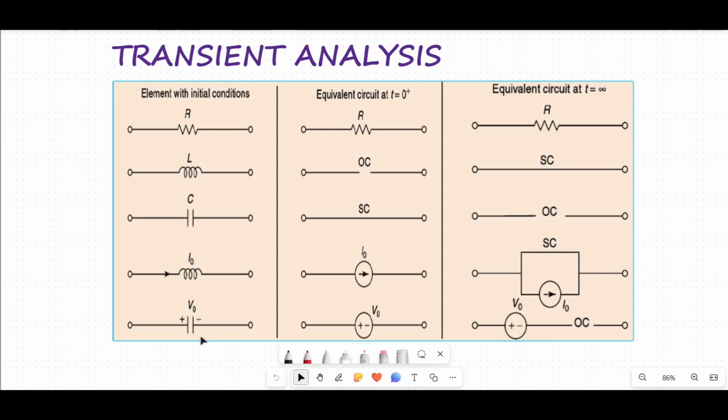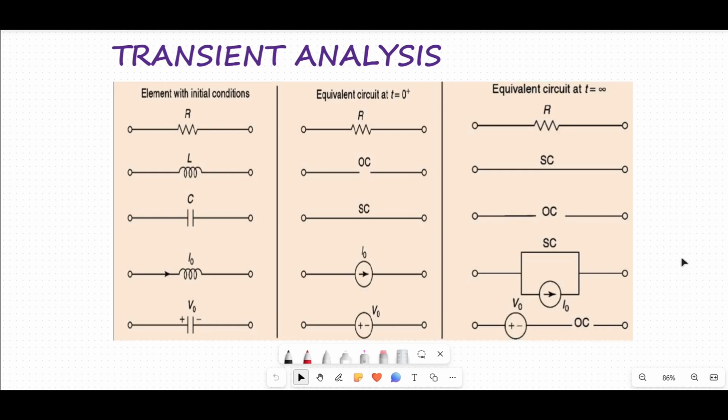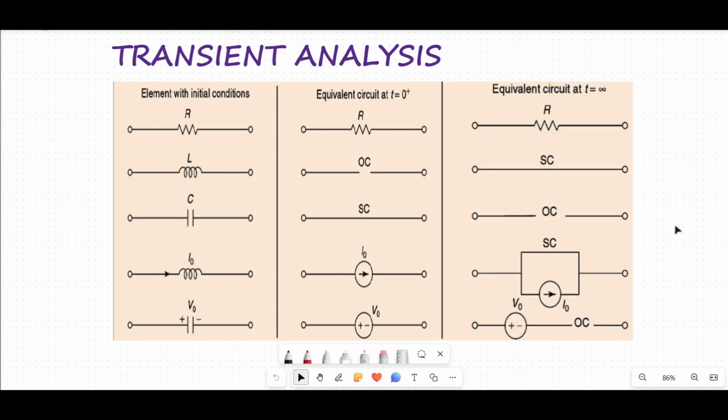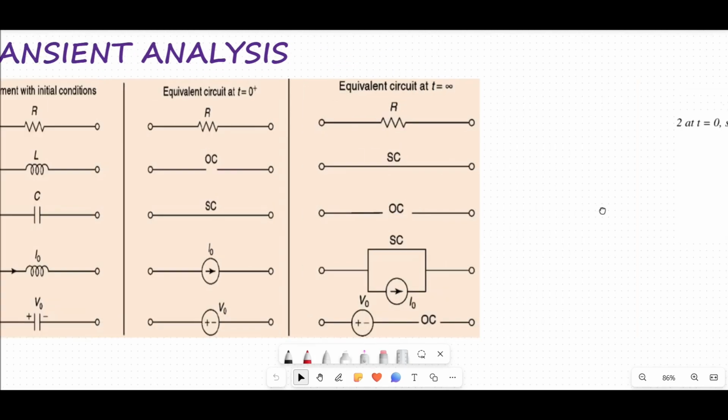That means if the inductor and capacitor have already attained the steady state, then it behaves as a current source for the inductor and a voltage source for the capacitor. For the inductors it is a short circuit in parallel with a current source, and for the capacitors it is a voltage source in series with an open circuit. So let's move ahead and see various numericals based on this.